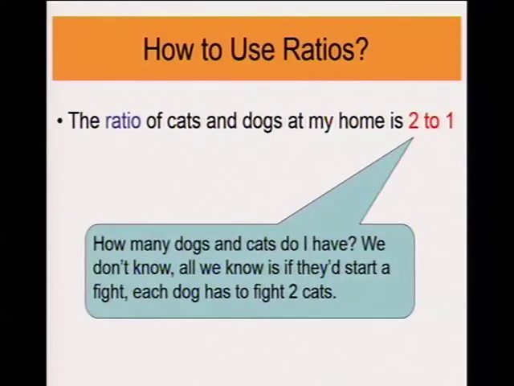Okay. Let's look at yet another one. The ratio of cats and dogs at my home is 2 to 1. What does that tell me? It tells us that for every 2 cats that I have, I've got 1 dog. Logic tells us that if we've got 6 cats, automatically we'll be having 3 dogs. The question is, how did we get that? We'll get to that.